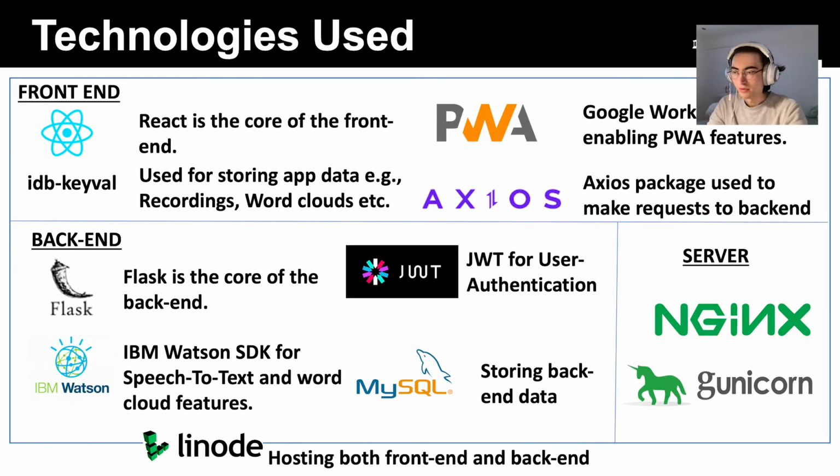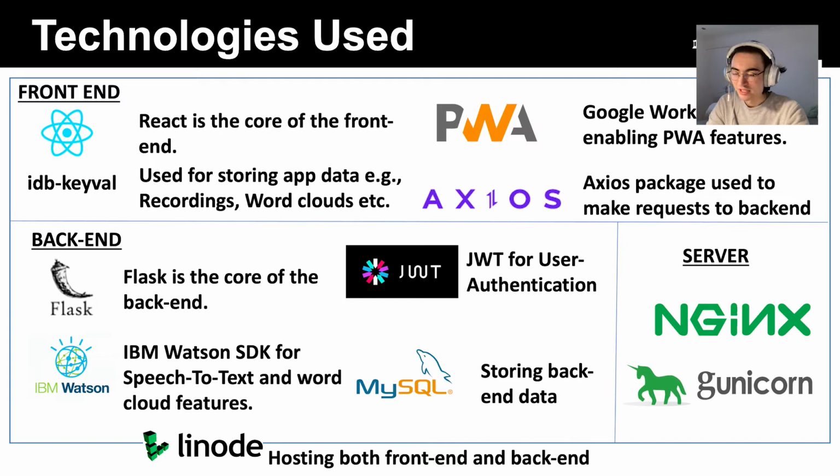The front end is built on React, which makes use of many packages. The full list of packages will be shown in a later slide, but the main ones include the IDB KeyVal package to store app data such as recordings and word clouds in the IndexedDB, which is a low-level API for client-side storage. The IndexedDB also stores the JWT tokens, which are used for user authentication. The PWA capabilities are made possible by the Workbox package, which abstracts the manual process of creating service workers for offline usage. And the Axios package is used to make structured requests to the backend.